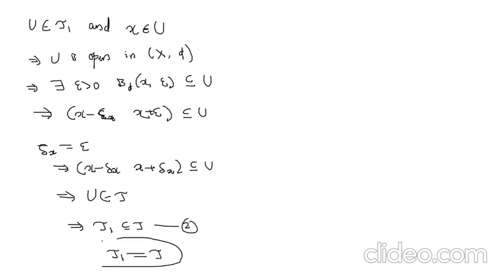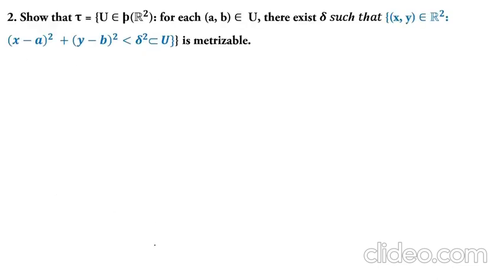Since tau1 is metrizable, or tau1 is induced by D, we can say that tau is also induced by D, that is, tau is metrizable. (X, tau) is a metrizable space. Move on to another example.